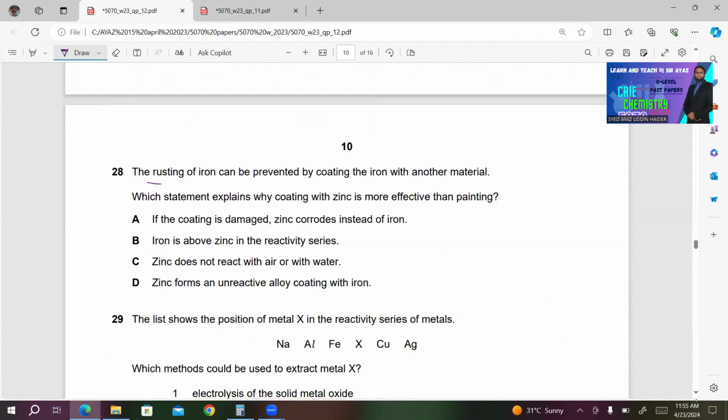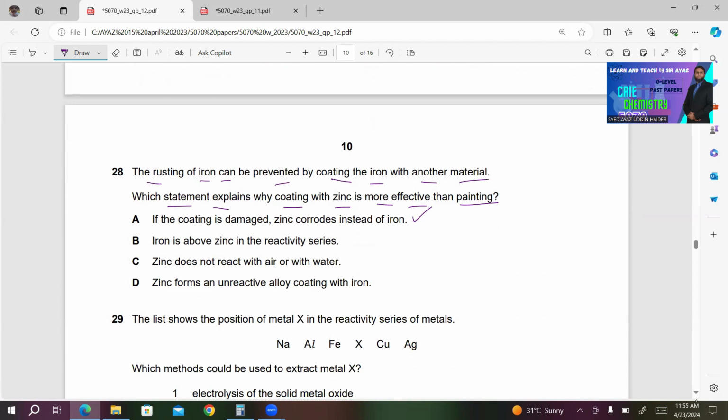28. The rusting of iron can be prevented by coating the iron with another material. Which statement explains why coating with zinc is more effective than painting? A, if the coating is damaged, zinc corrodes instead of iron. This looks correct to me because zinc is more reactive than iron. It will corrode instead of iron.